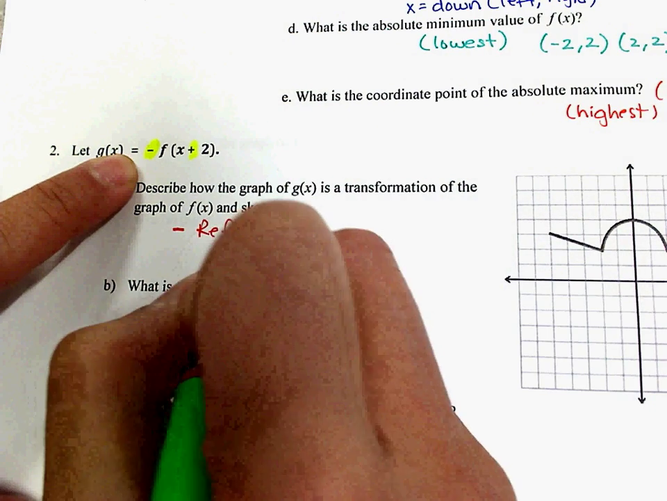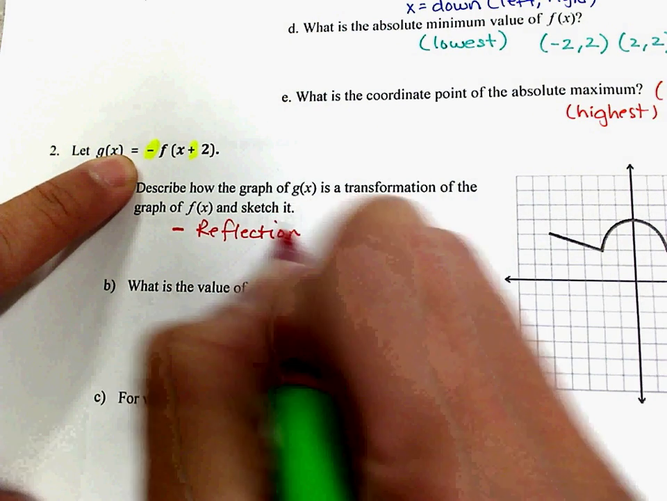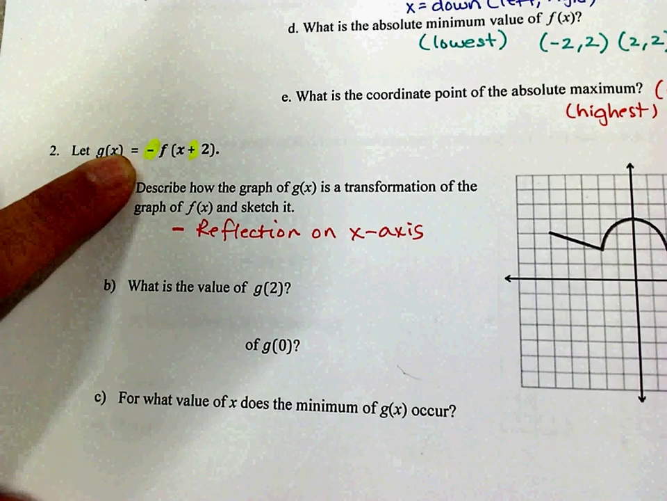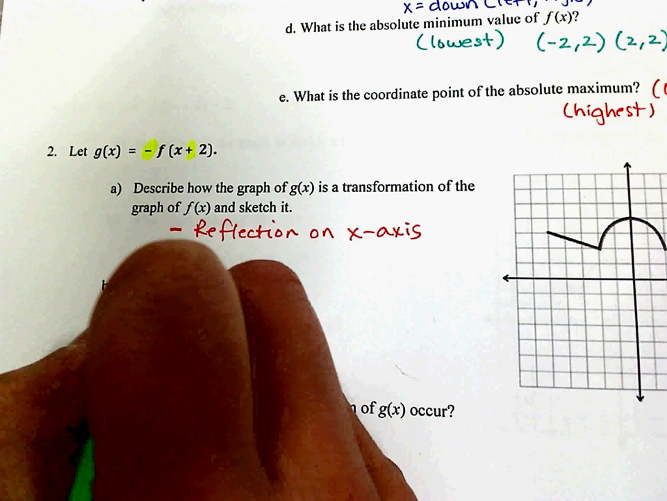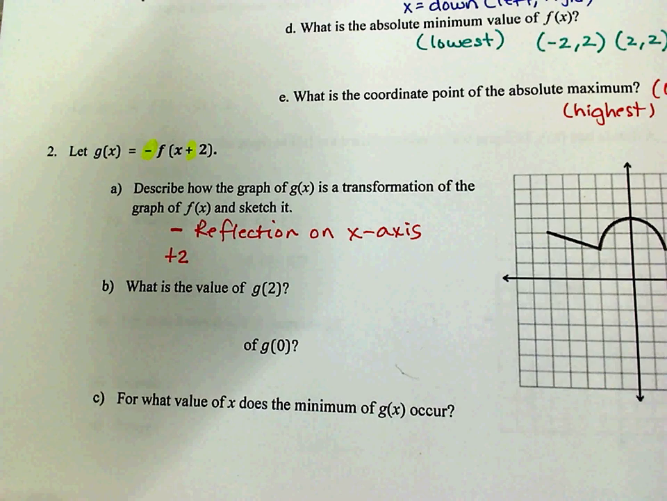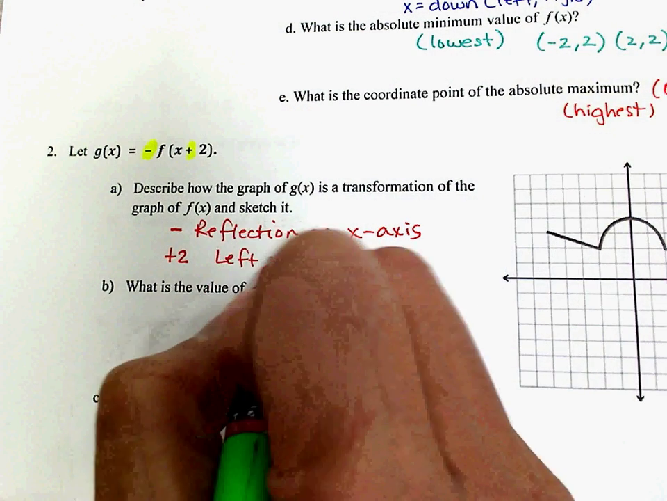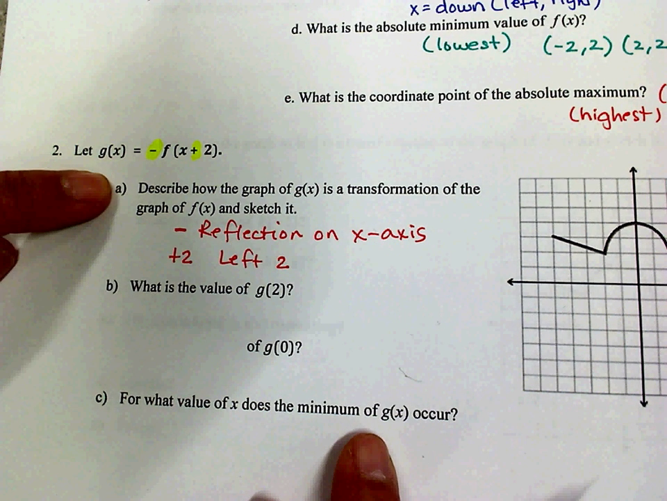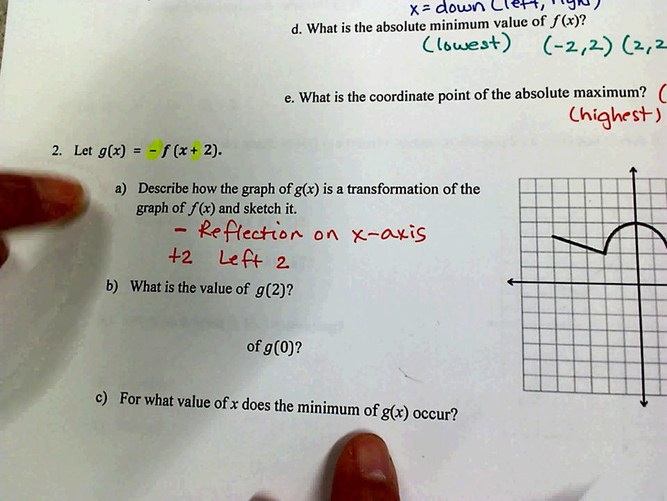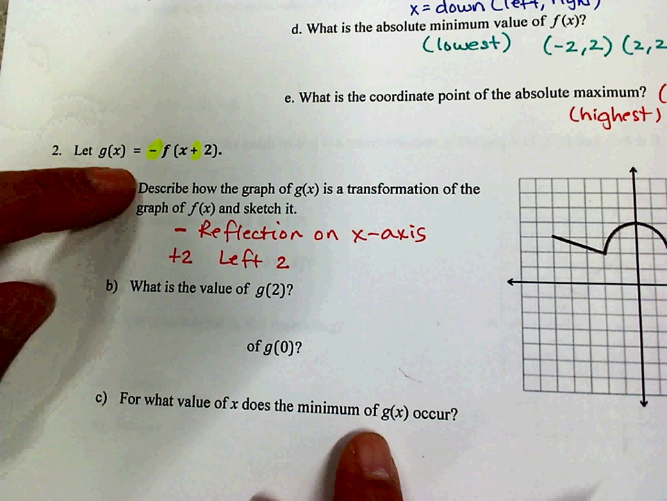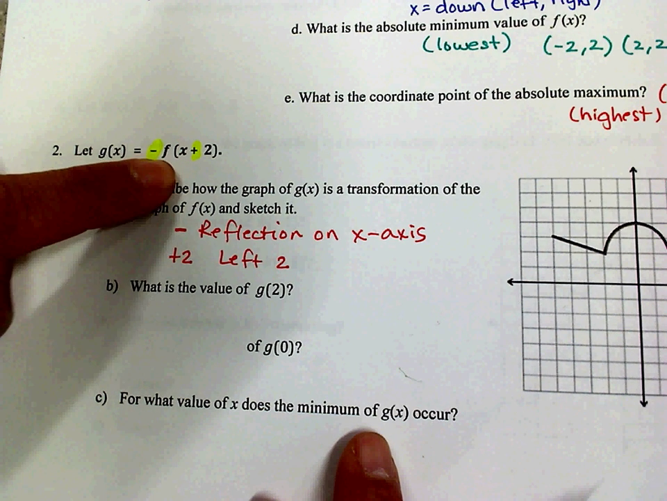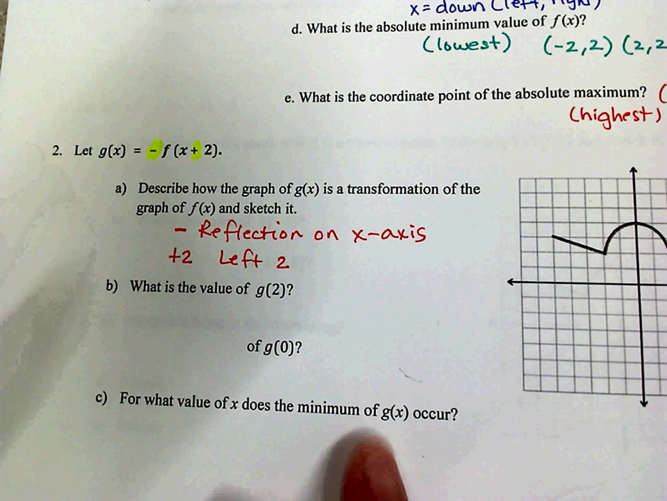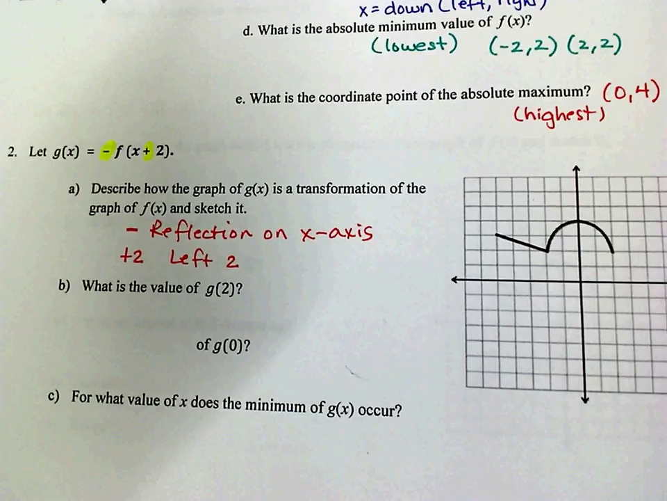Reflection where? Very good. Okay, not for today. All right. And that plus 2, what is that plus 2? Left 2. Because the question says, describe how the graph of g of x is a transformation of the graph of f of x and sketch it. So basically, you're telling me if I do this to the parent function, what happens? So this is the new name, okay? All right. Let's go ahead and graph that function.